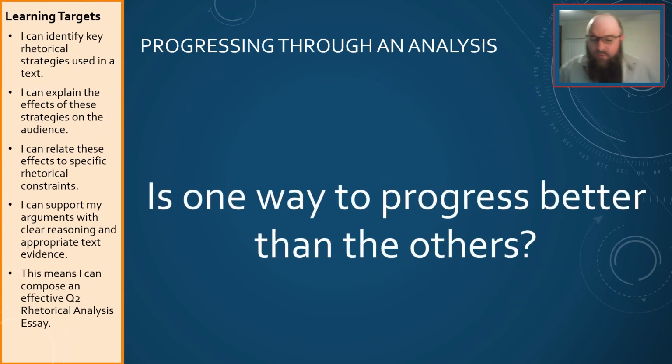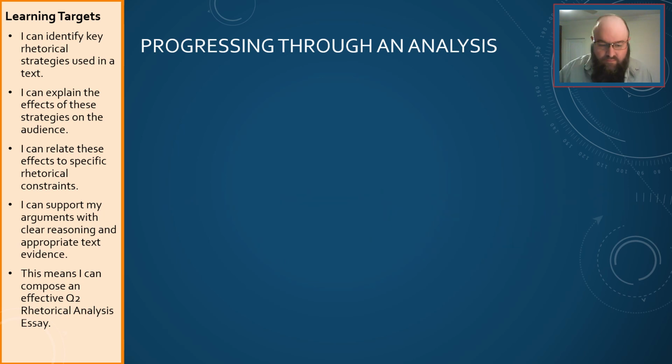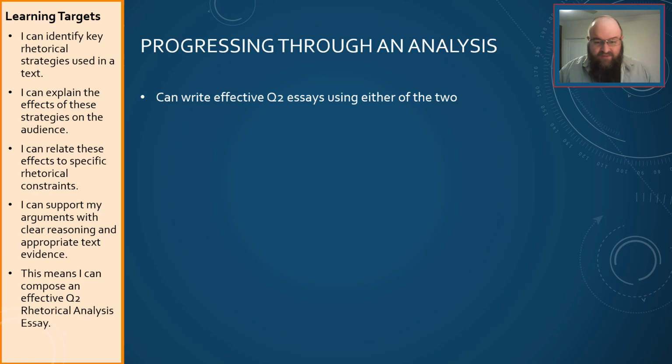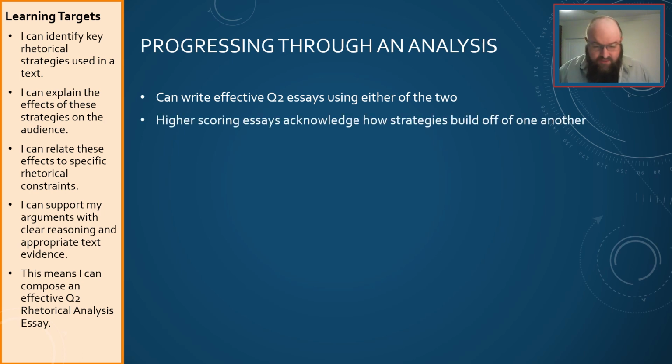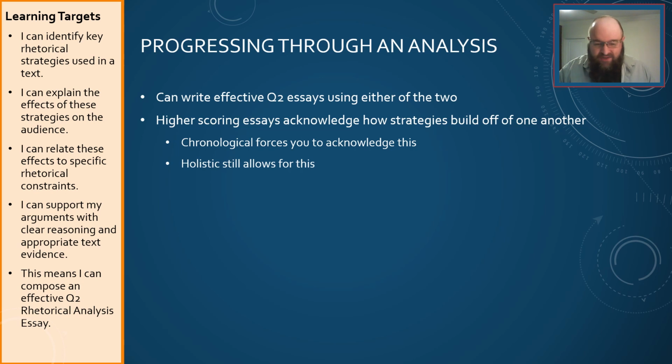All right, so is one way of progressing better than the others? Well, there really isn't. You can write an effective Q2 essay using either of the two methods of progression. Higher scoring essays will, however, acknowledge how strategies build off of one another, and chronological examinations will force you to acknowledge this. However, holistic examination still allows you to acknowledge this, so really it's just about remembering to do so.